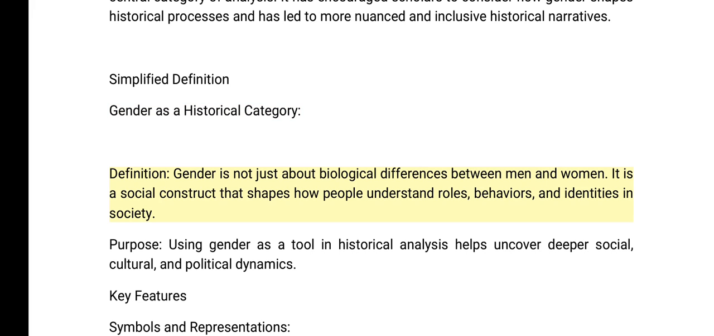Simplified definition. Gender as a historical category. Definition: Gender is not just about biological differences between men and women. It is a social construct that shapes how people understand roles, behaviors, and identities in society. Purpose: Using gender as a tool in historical analysis helps uncover deeper social, cultural, and political dynamics.